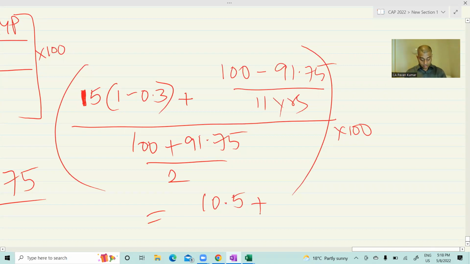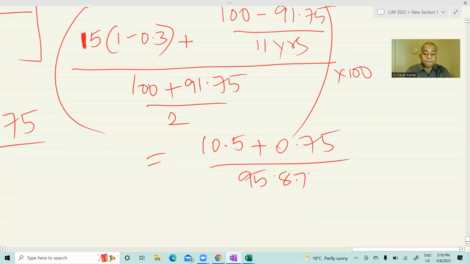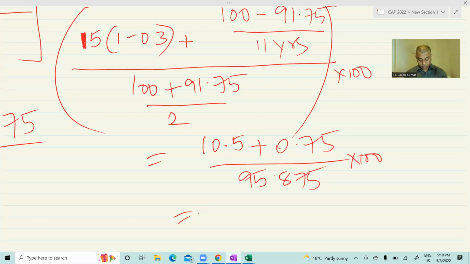This is 100 minus 91.75 divided by 11. This is coming 0.75. Divided by 191.75 divided by 2, 95.875, into 100. 10.5 plus 0.75 is 11.25, divided by 95.875. It is coming to 11.74.